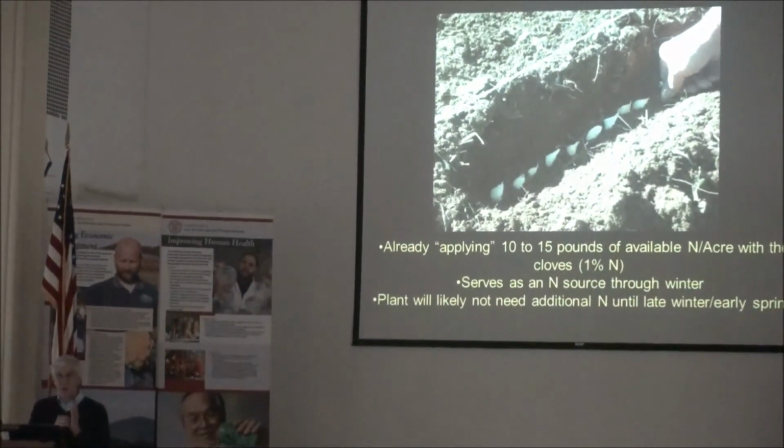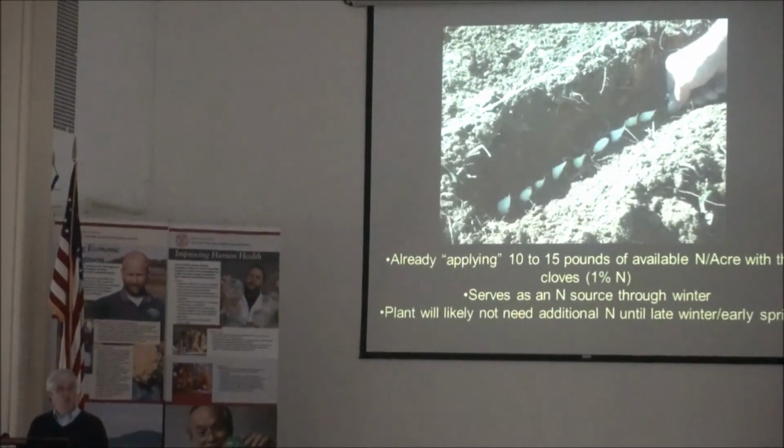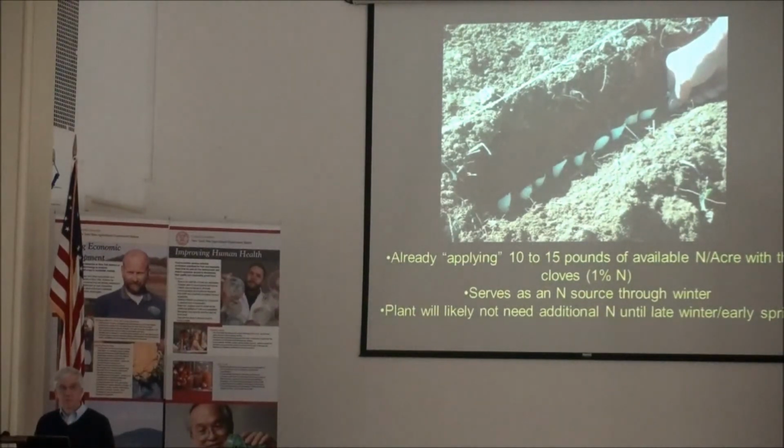Okay? So the thinking here is that we probably don't need to apply any additional nitrogen until very early spring, at that 3 to 5 root stage. Because for the most part, we're probably getting enough nitrogen from the clove that was planted in the fall. Okay, so we're getting that good root development.